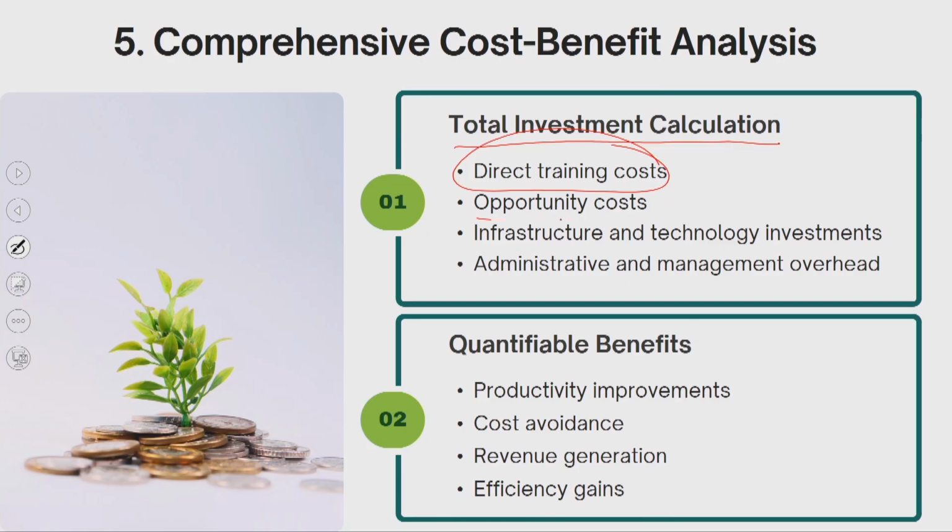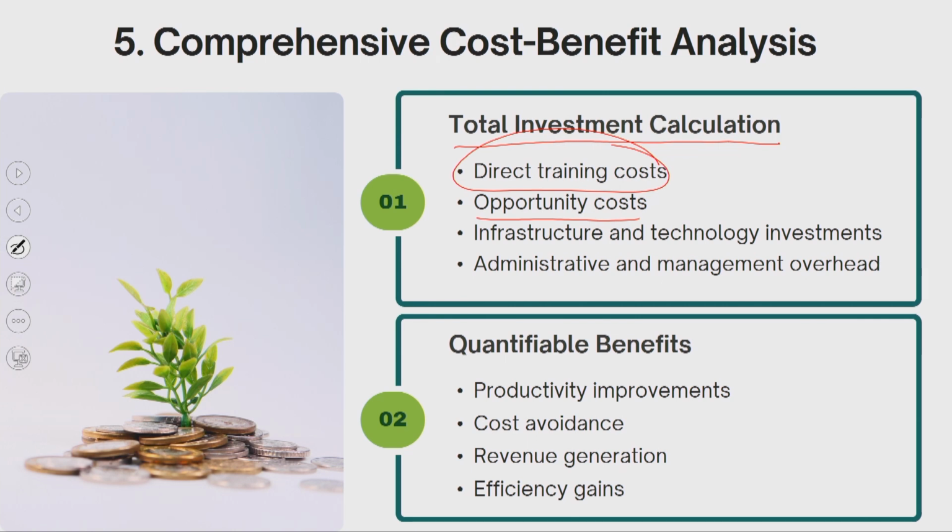Then there is opportunity cost. Many of us already know what opportunity cost is, but with respect to learning and development, opportunity costs capture the often overlooked expenses of employee time. So if 100 employees spend 8 hours in training at an average hourly rate of, let's say, $50, that represents 40,000 USD in lost productivity time. This calculation helps optimize the training duration and also the delivery methods.